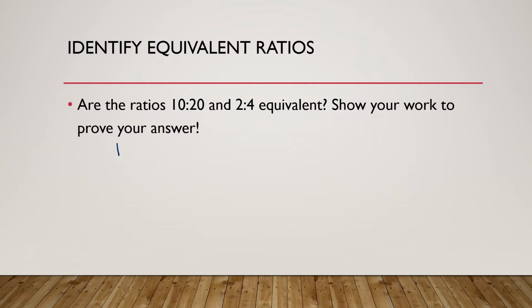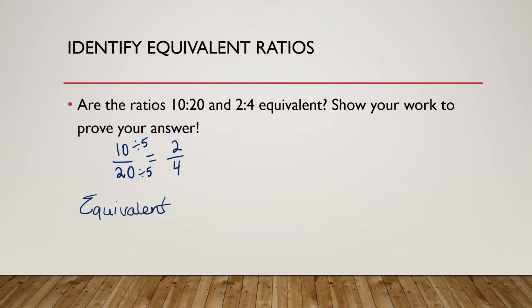Okay, so we have 10 to 20 and 2 to 4. So how could we go from 10 down to 2? Well, we could divide by 5. 10 divided by 5 is 2. So we would also have to divide by 5 on the bottom. 20 divided by 5 is indeed 4. So these are equivalent.